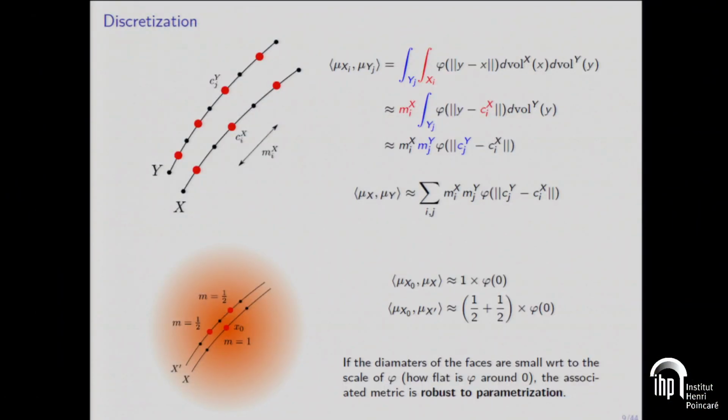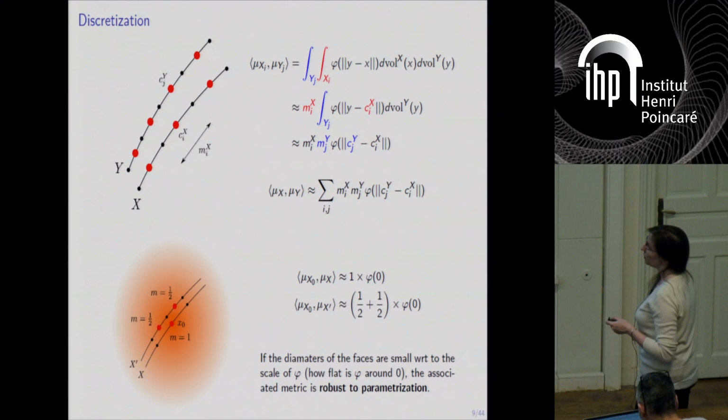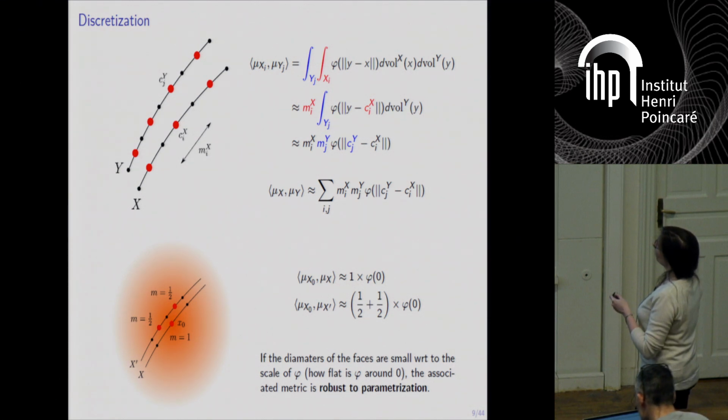And this has another consequence. You are actually robust to the parametrization of your shapes. To illustrate this, I propose two parametrizations of the same shape. You have either one face or two faces of mass half. When you compute the mass of the first curve x against these faces x0, you obtain just the distance, so the mass of the face is 1. The distance of the center against itself is 0, so you obtain phi 0.